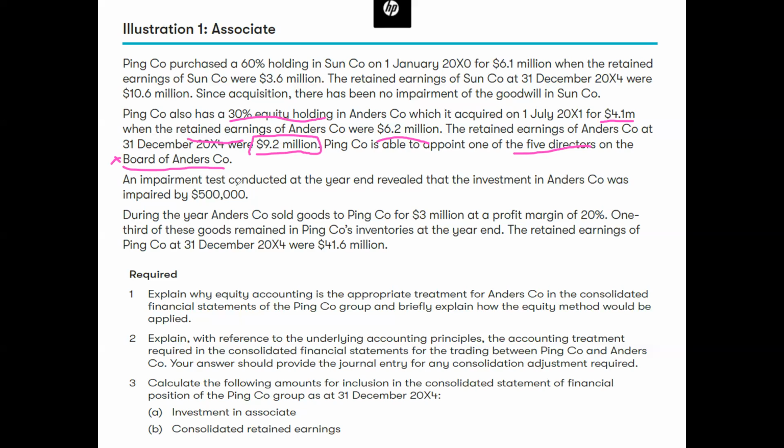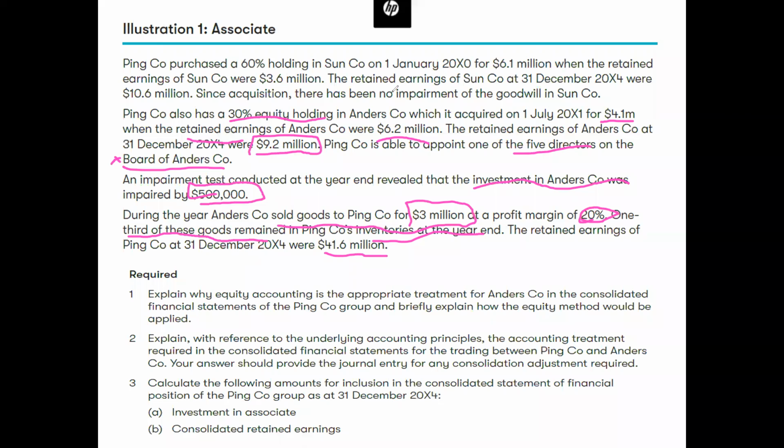They should also tell me about the impairment test. It was done for the others. So there's an impairment of 500,000 of my investment. And then they tell me during the year, Anders also sold goods to Ping of 3 million. And they tell me the profit margin was 20%, and 1/3 of these goods remained in inventory at year end. The retained earnings of Ping, 41.6 million. And now they tell me, explain why equity accounting is the appropriate treatment of Anders in the consolidated financial statements, and briefly explain how the equity method would apply.